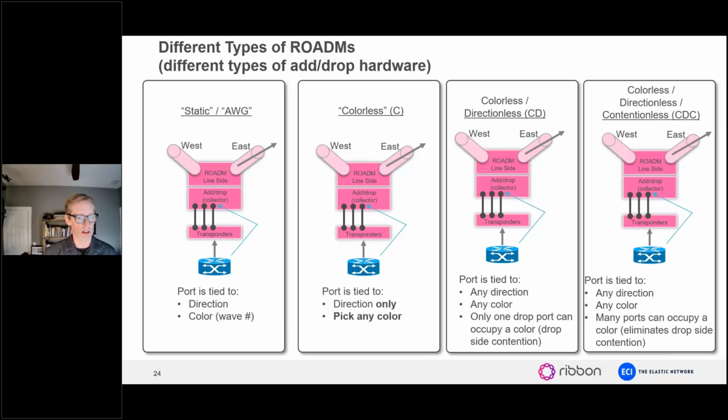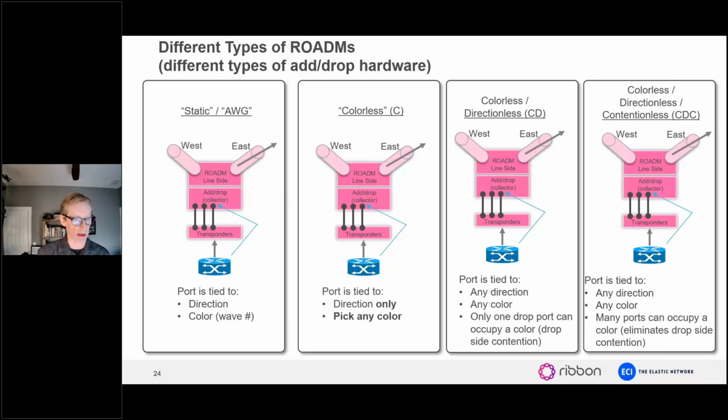That's the simplest thing. You can see I've got a router there in blue. And that router has its client optic at 1310 nanometers, the gray optic on the client, going into the client side of a transponder. And then they're showing these three black lines that connect the transponder to something called the add/drop or collector portion of the line system. In a static ROADM, when I make that jumper between the transponder and the add/drop collector on the line system, that's my port, and I'm tying that port to a direction, either east or west, and I'm tying that to a color or a wavelength number.